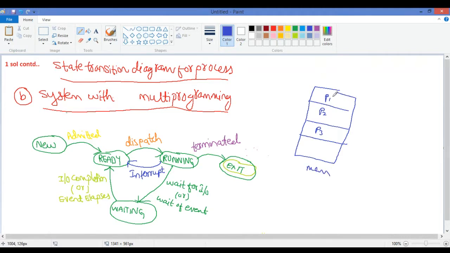Suppose CPU is executing process P1. While executing, if process P2 is in emergency and wants to execute first, what happens is it will stop it and CPU will jump here and execute process P2. After process P2 is finished, again it will go back and complete process P1 and then it goes to process P3. Means it is possible to jump from one process to another process. This is called interrupt. With the help of interrupt, it does context switching and changes the process execution.